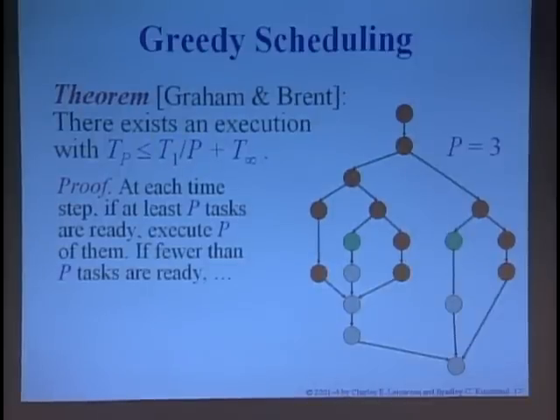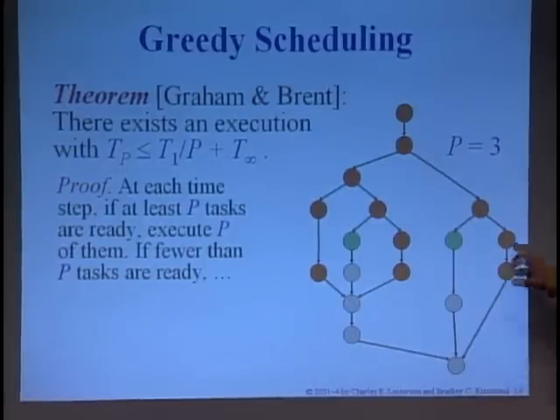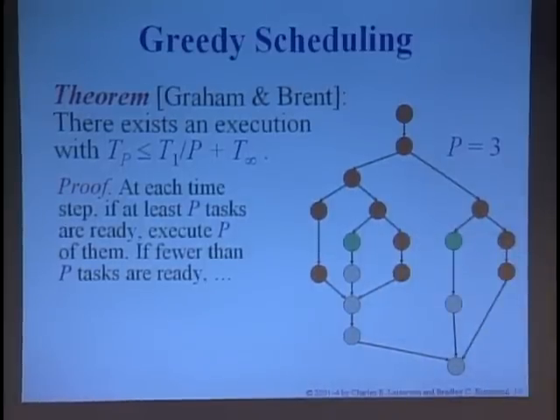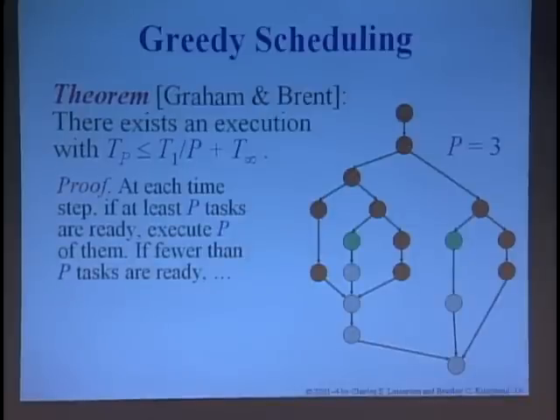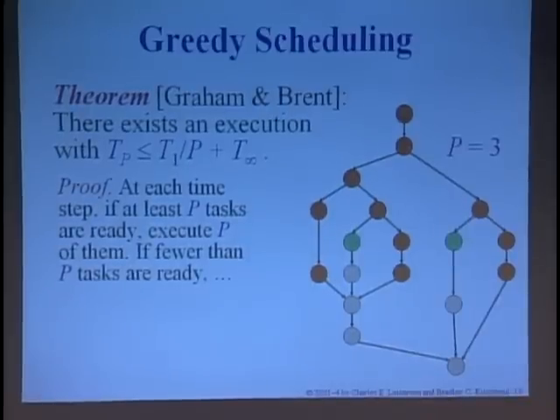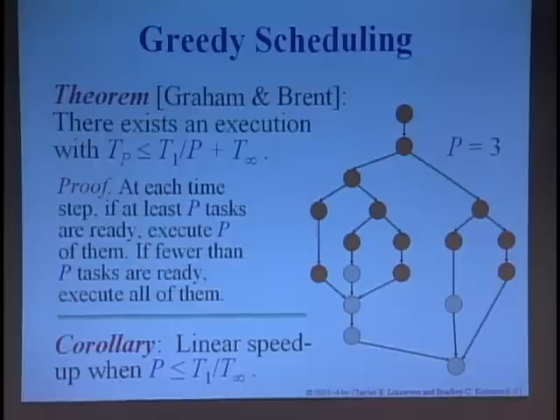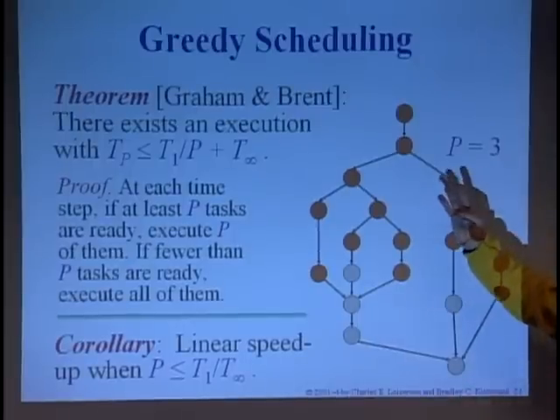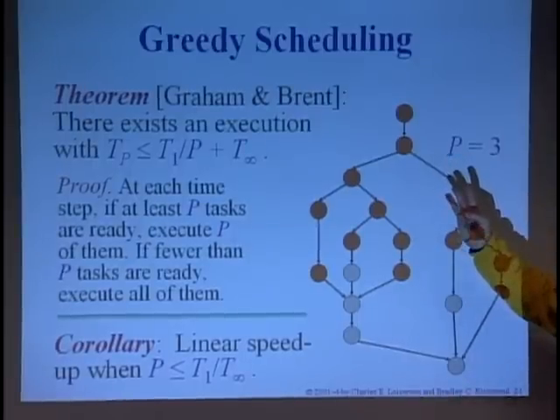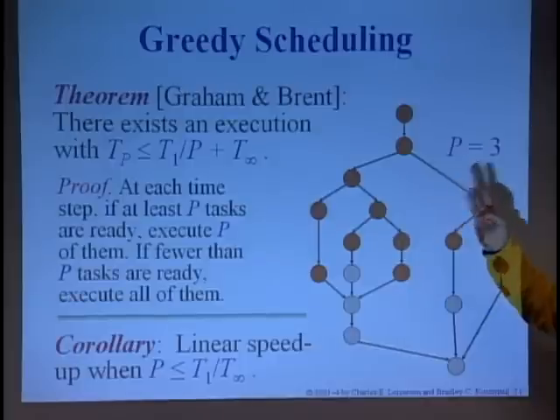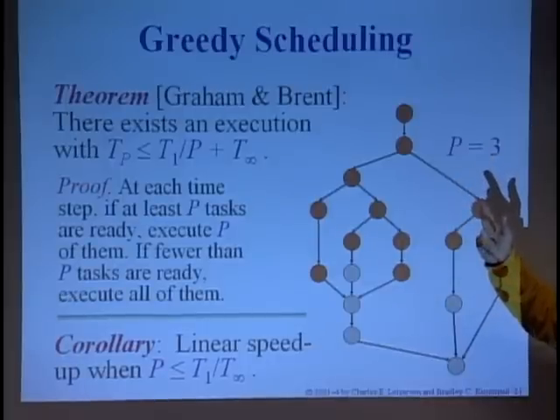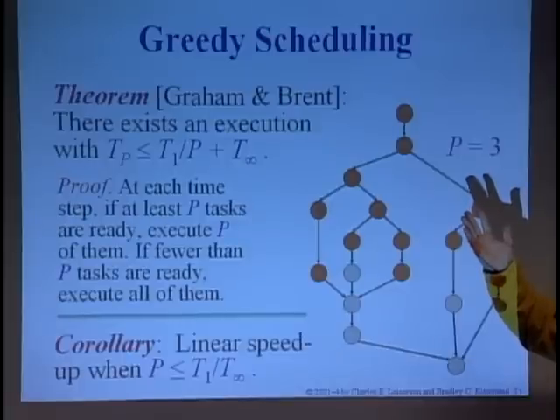If there are fewer than p things to run, like here, where these have all run, the green ones are ready to go, and those are the only 2 that are ready to go, what do you do in a greedy schedule? You run them all. And the argument goes, how many time steps could you execute 3 things? At most, the work divided by the number of processors times, because after that, you've used up all the work.